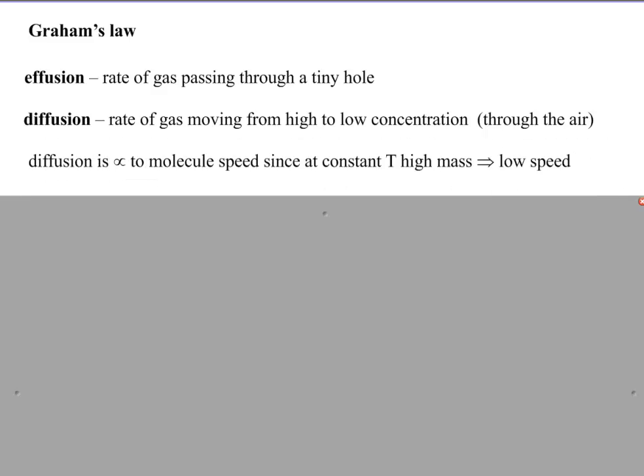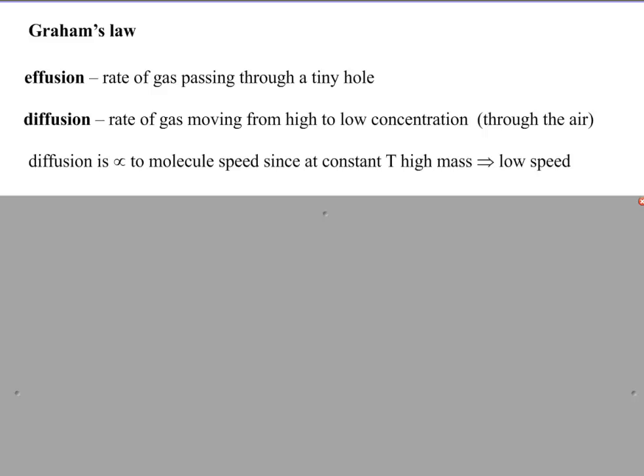Diffusion is proportional to the speed of the molecule, because if it's going faster, it can cover a larger distance in the same amount of time. So as the temperature goes up, speed goes up, and diffusion happens faster. If I have a high mass particle, it's going to travel more slowly at a given temperature than a low mass particle. So we have to look into both things, and if we know diffusion speeds, we can compare two different gases and their diffusion or effusion rates.